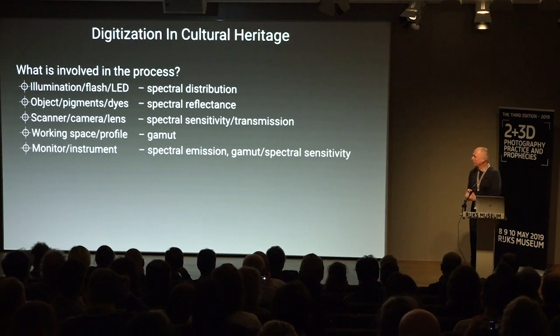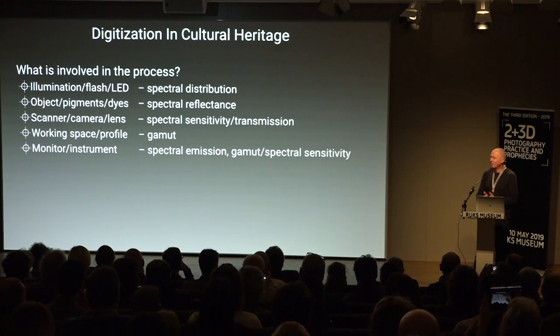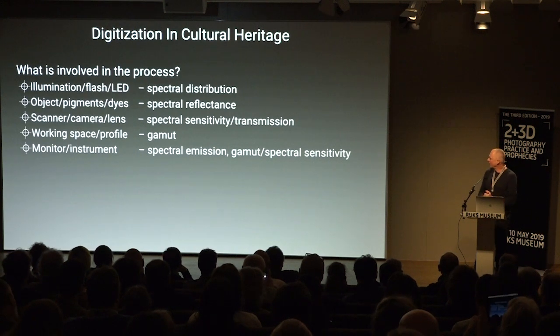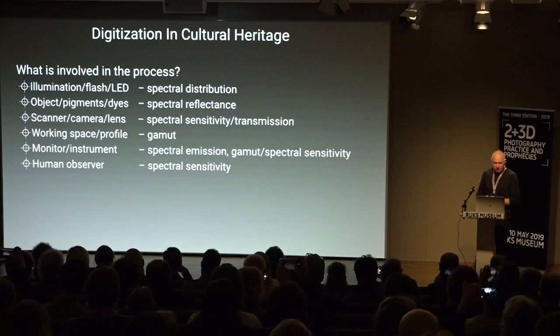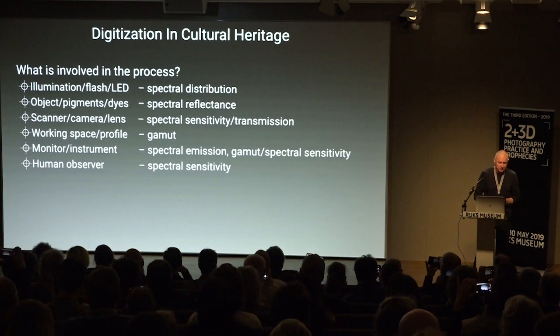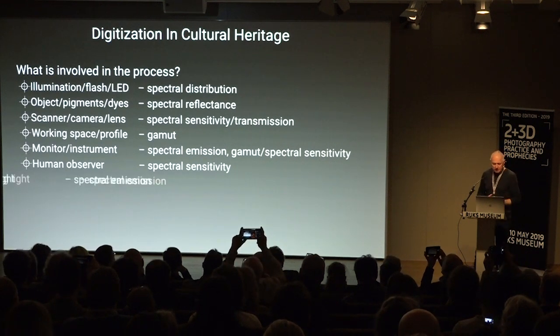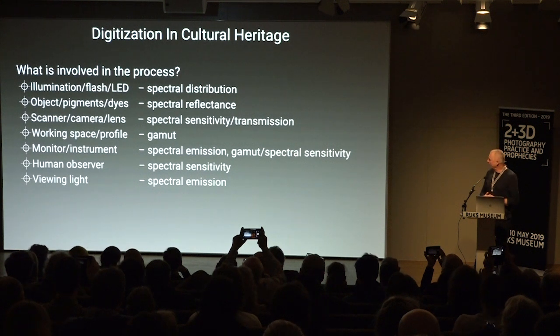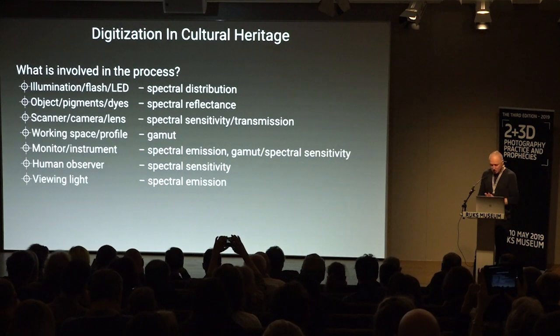What's the first device that we see color after digitization? It's the monitor. And the monitor needs to be calibrated, so the instrument is also a factor in this process. And it is the human observer with its spectral sensitivity. Finally, the viewing light that we view the original under.